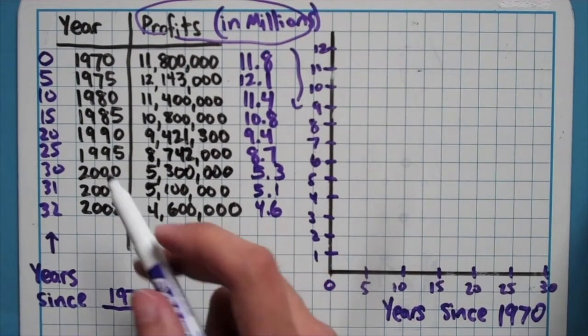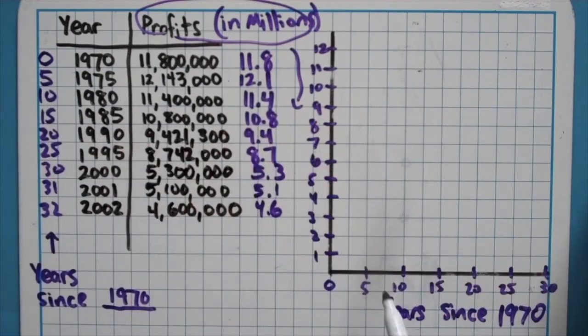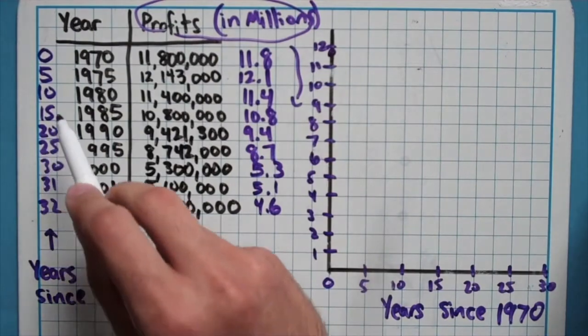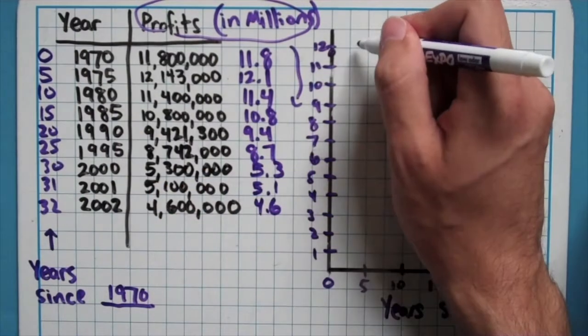And once you have this, I'll do the first point just to show you guys. It's 0, 11.8, so that will be up here. And you just pretty much keep going like that. 5, 12.1, and so on.